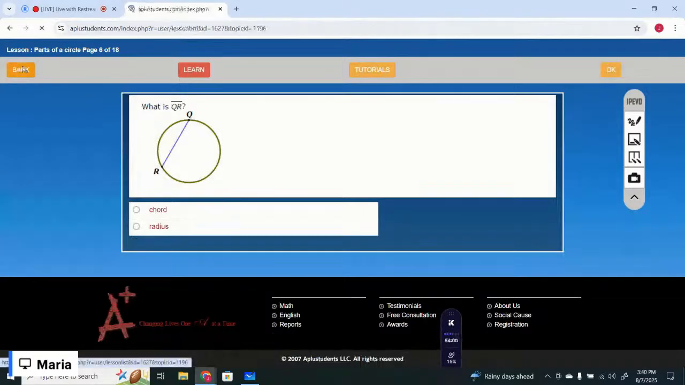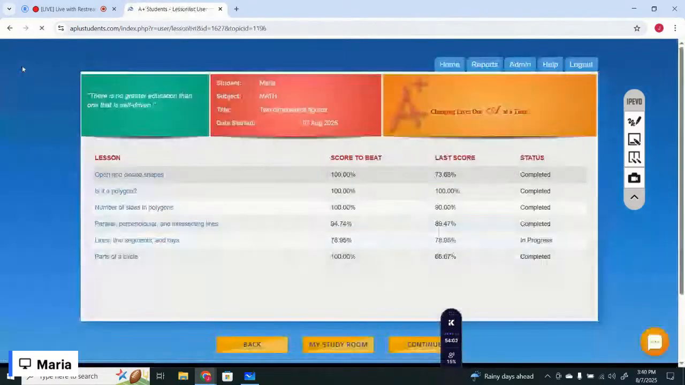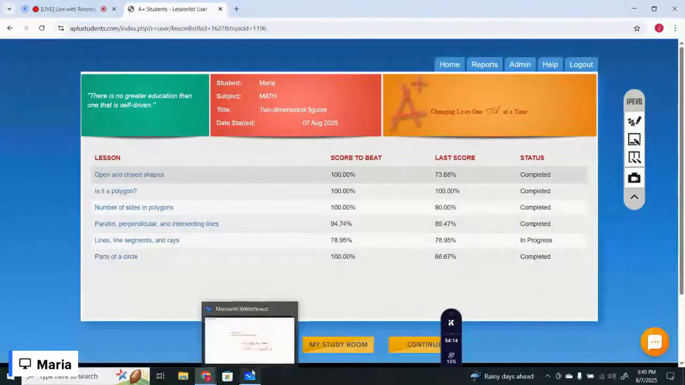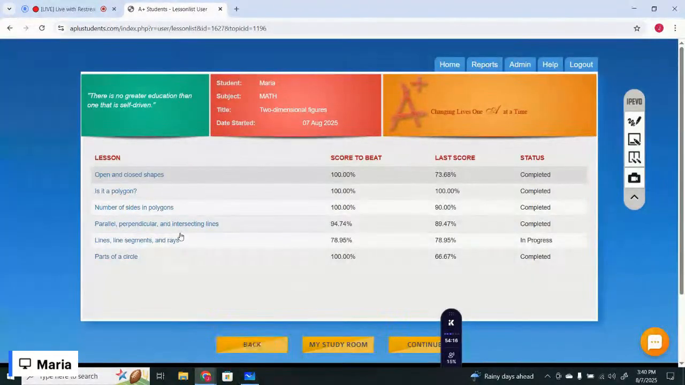So we were working on grade 4 math. The chapter we're working on is two-dimensional figures. The lessons we have covered today are open and closed shapes, is it a polygon, number of sides in polygons, parallel, perpendicular, intersecting lines, line segments and rays, and parts of the circle.